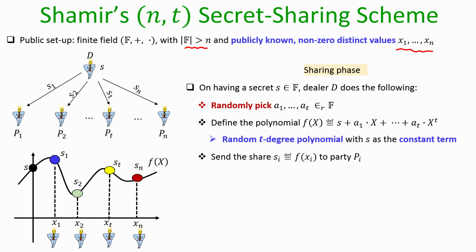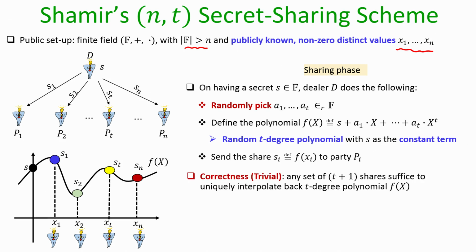And now the ith shareholder, namely the party Pi, gets the share si, where si is nothing but the value of this polynomial picked by the dealer at x equal to xi, and that is the share for the ith party. The correctness of this secret sharing is trivial. That means, imagine out of these n shareholders, any subset of t plus 1 shareholders come together by exchanging their shares, then they can uniquely reinterpolate back the t degree polynomial f(x) using the Lagrange interpolation formula that we have discussed in the earlier slide.